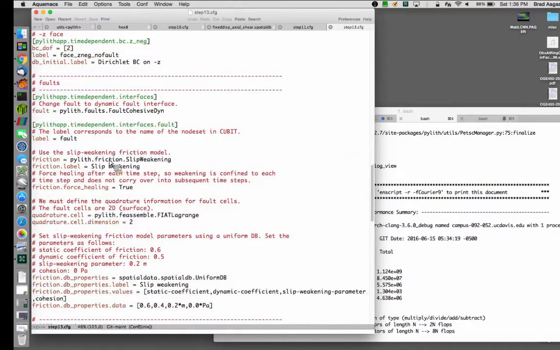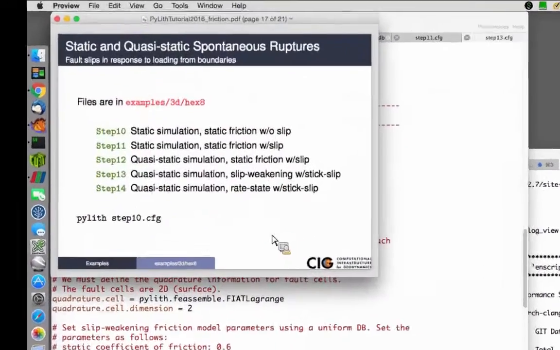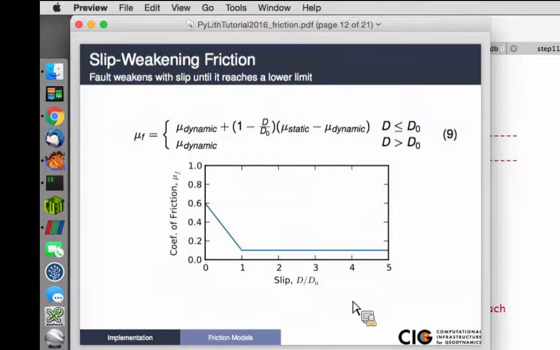Now our slip model is slip weakening friction, and then we want to force the healing once the sliding has stopped. So this is a flag to turn on force healing equals true, so that the fault will reset itself once it's slipped at the dynamic value. It'll reset itself.